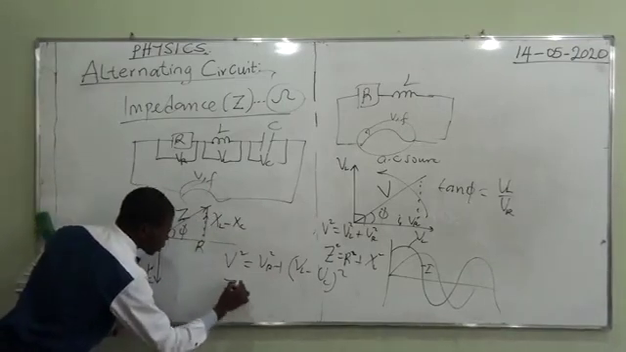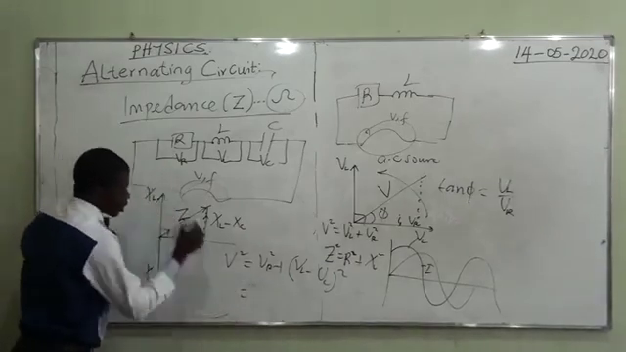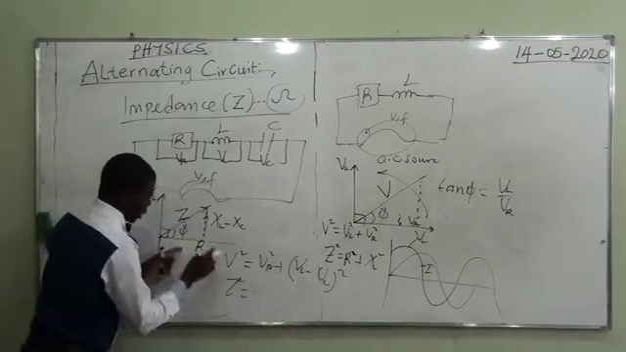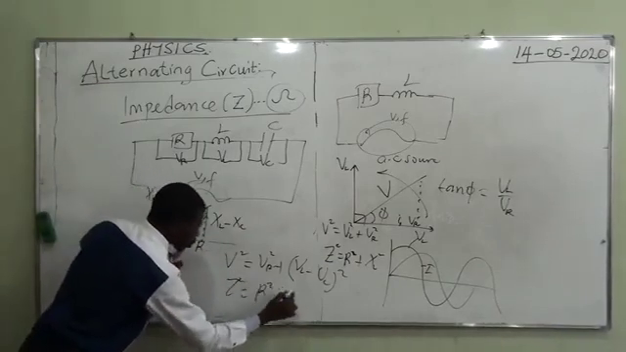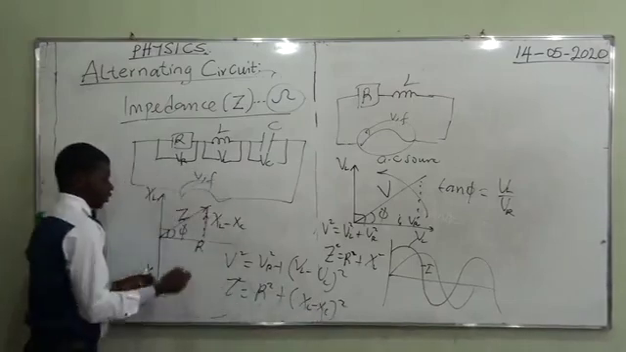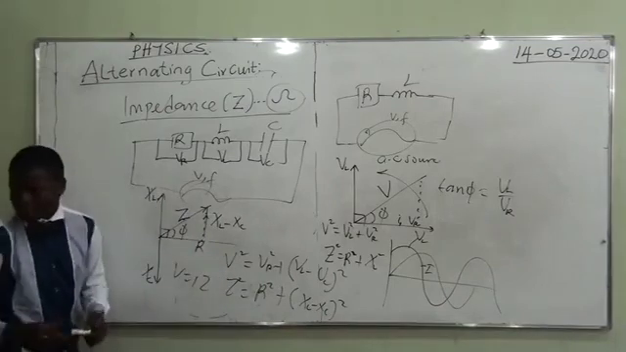And Z becomes, impedance, yes, Z squared. Square of hypotenuse is equal to the sum of squares, so I can give it as R squared plus, open the brackets, XL minus XC, all squared. For the current, V is equal to IZ. So once you have these two, you can easily get the current.